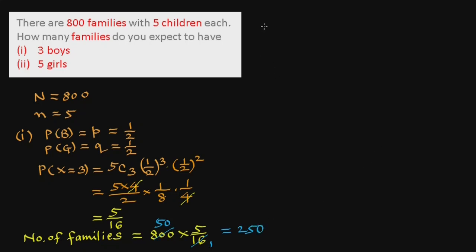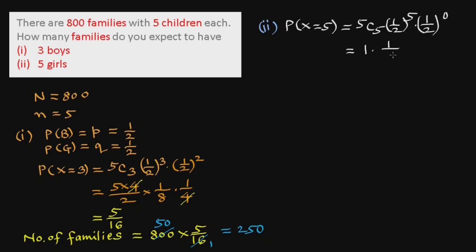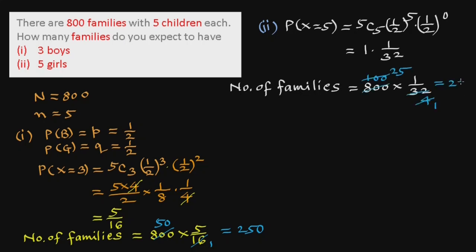In the second question, we have to find how many families will have 5 girls. It is P(x=5), 5c5 (half) raised to 5 (half) raised to 0. 5c5 is 1, half raised to 5 is 1 upon 32. So the number of families with 5 girls out of 5 children will be 800 into 1 upon 32, 25 such families.